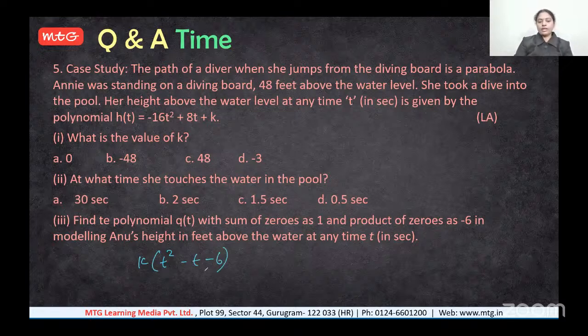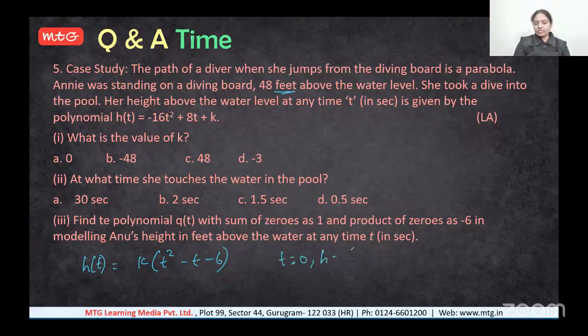Now this is the polynomial. In this polynomial, first I should find the k value. So how will I find the k value? We know that the height of the diving board is 48 feet. And initially the time is obviously 0. So when time is 0, height is 48. I will use the same logic and apply it. k times 0 square minus 0 minus 6 is equal to 48. I solve it, minus 6k equals 48, which gives me k value as minus 8.